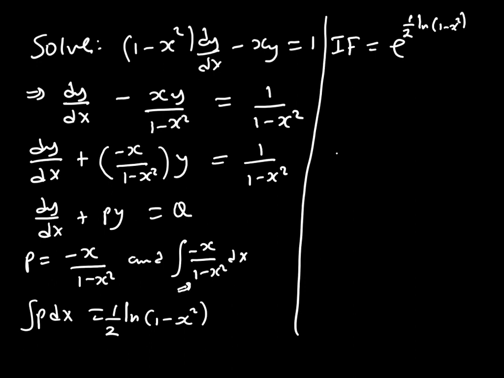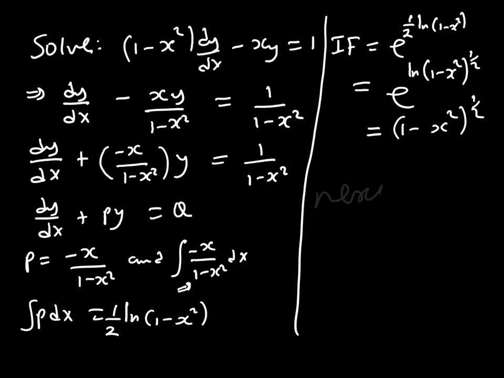So using the laws of logarithms, I can write this as e to the power natural logarithm of 1 minus x squared to the power half. And e to the power natural logarithm, then this is going to be 1 minus x squared to the power half. Okay, that is our integrating factor. We have got it. So what does it mean after getting the integrating factor? So let's go to the next page.